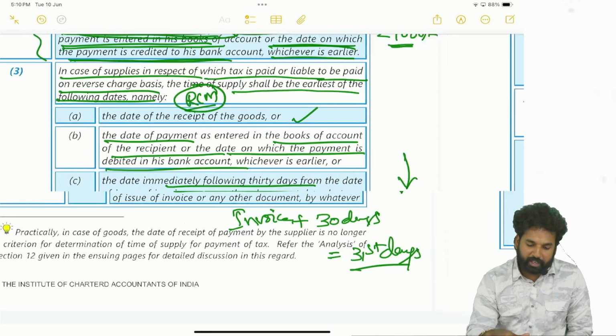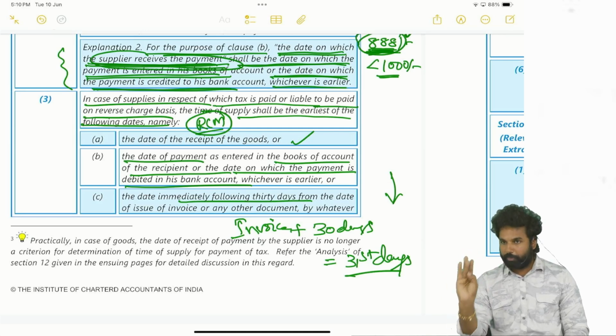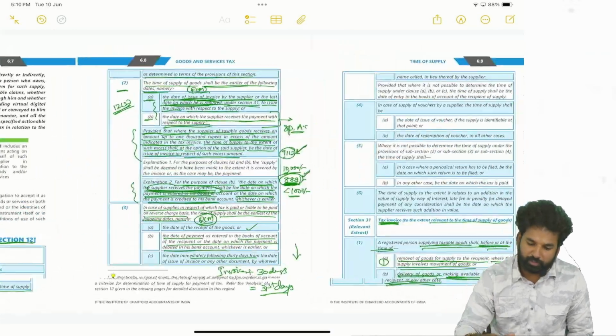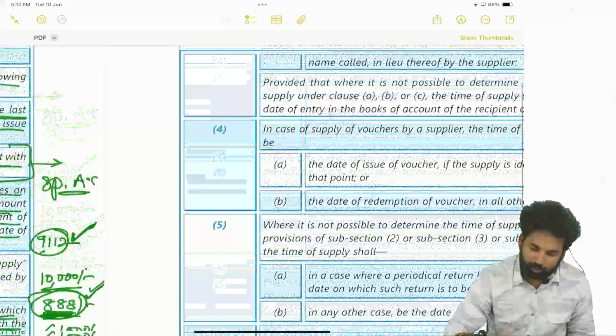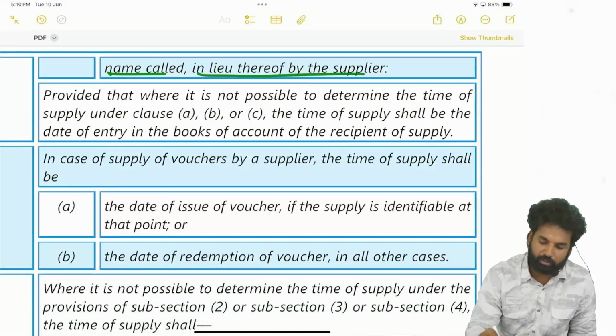So in case of reverse charge mechanism with respect to goods, time of supply of goods will be the date of receipt of goods or date of payment, where date of payment means debit in the bank account or entry in the books of accounts, or the 31st day from the date of invoice, whichever is earlier, by whatever name called in lieu thereof by the supplier.